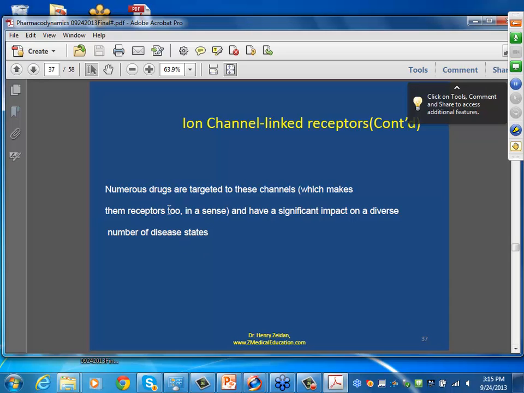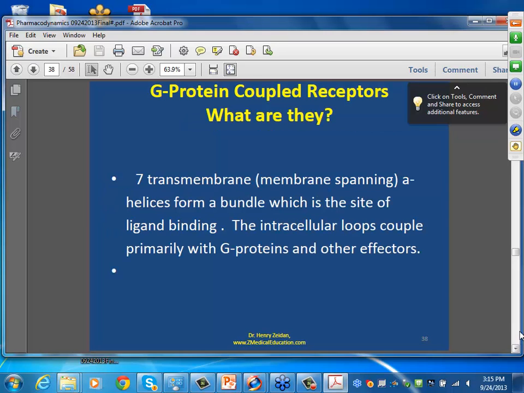Central nervous system drugs target those channels, and we'll see that, and will have significant impact on a diverse number of diseases. Let's look at some specific ones. G-protein coupled receptor. We already know what you are looking for here. We said Gs and Gi. So let's have an example for that.